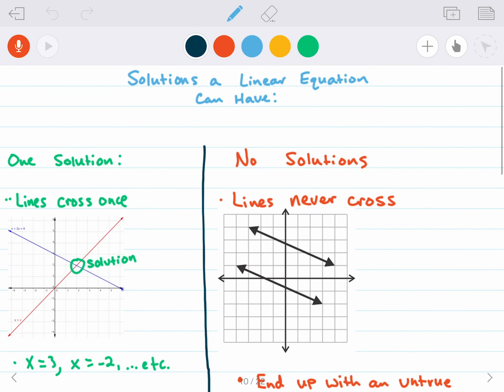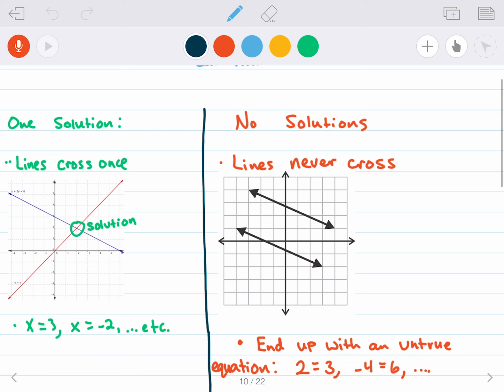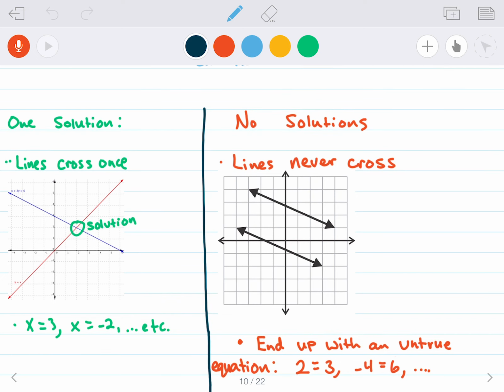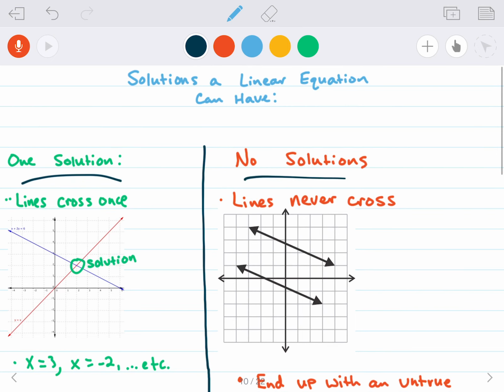Now, there are two other scenarios that we can have. So we just talked about the first scenario. So there's three scenarios in total. The first scenario we just talked about was one solution. However, it could be that the lines never cross each other. And in that case, what we have is no solution. So graphically, the lines are parallel. They never cross each other.